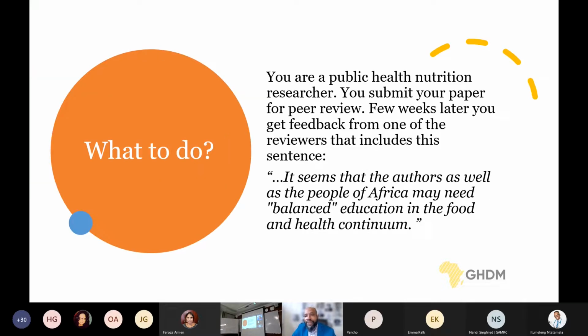Another one. So this actually happened to me in particular. I was a co-author on a paper. And we got feedback from one of the reviewers that includes this sentence. It seems that the authors, yours truly, and my colleagues, as well as the entire people of Africa, you know, the 1 billion of us, need balanced education in the food and health continuum. What would your reaction be to this peer reviewer?